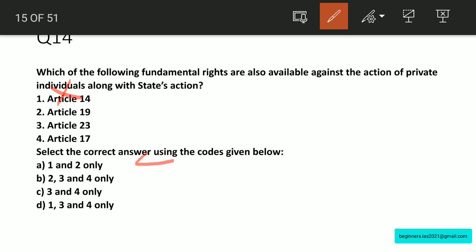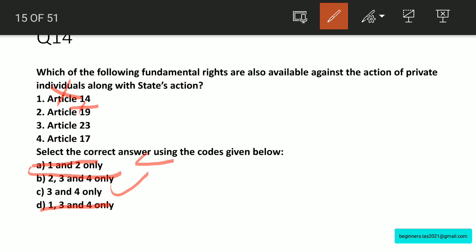One is wrong. You can eliminate D and A. So, if you take 2, that is Article 19. See, this right to freedom, that is under Article 19, is protected against only state actions, not any private individuals. Therefore, this statement is also wrong. Therefore, you can eliminate B also. So, we are deriving the answer. This is the elimination method.